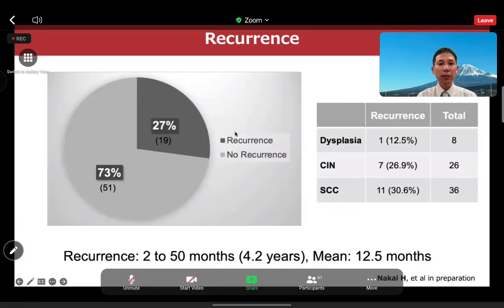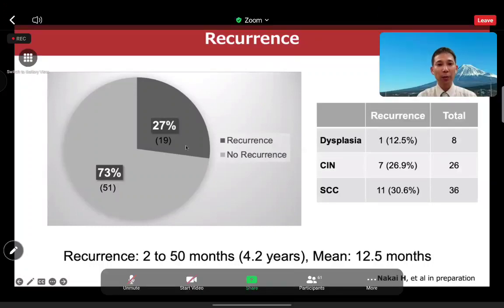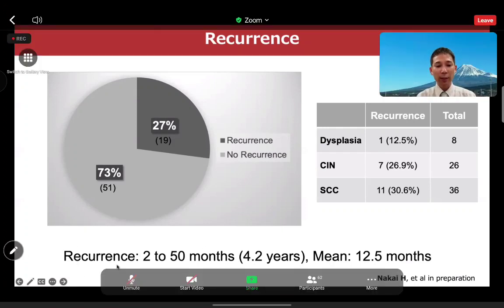In terms of recurrence of the tumor, almost 30% of cases showed recurrence, and more malignant lesions tended to show more recurrence. The recurrence happened almost 1 year after the surgery.